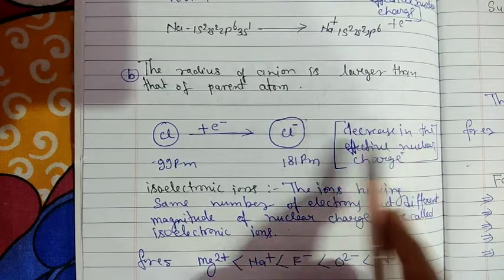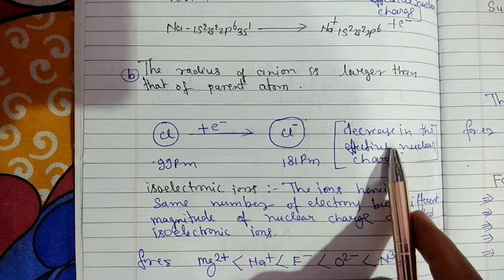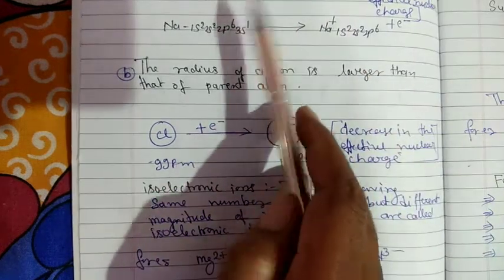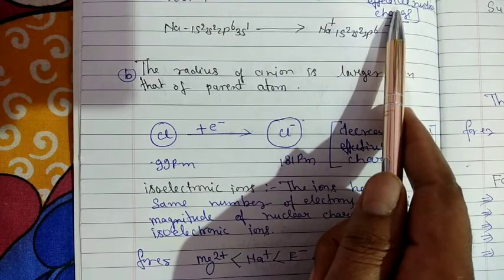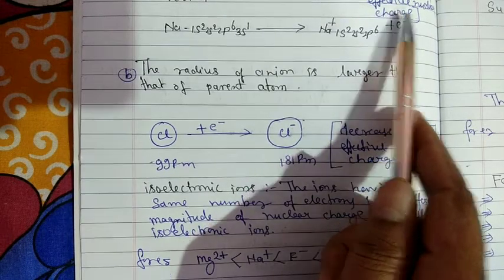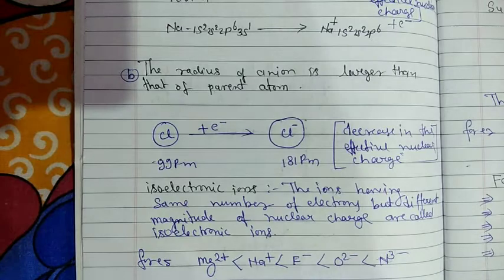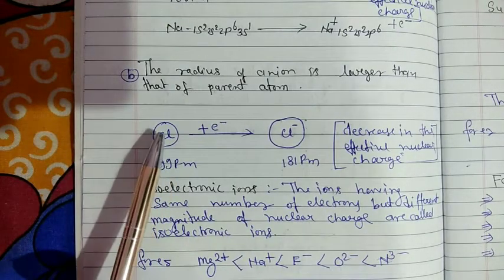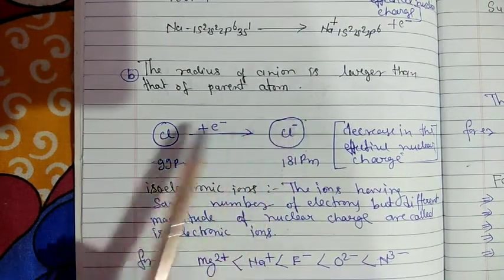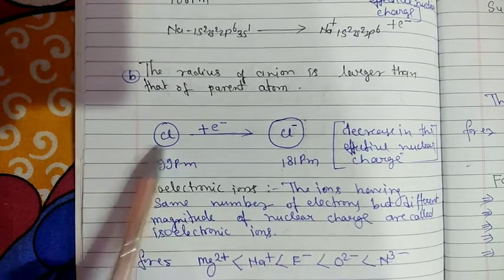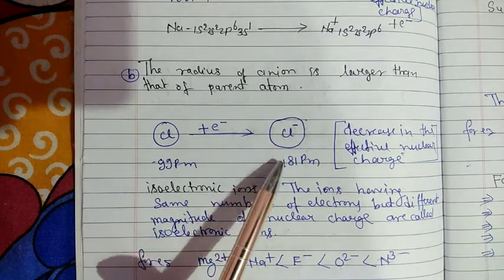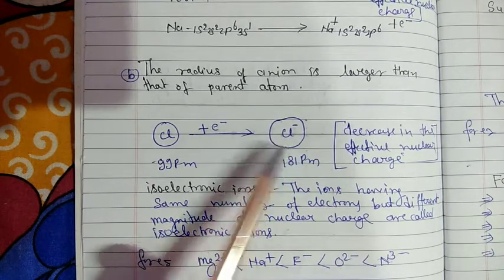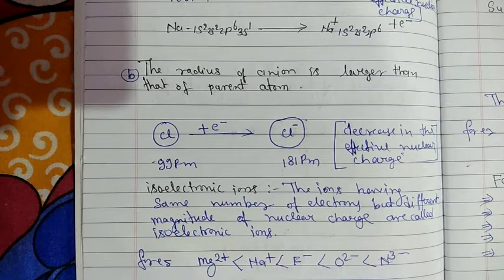When any atom gains an electron, its effective nuclear charge decreases. When any atom loses an electron, its effective nuclear charge increases. Simple, you learn. Okay. You see here, the size of an ion increases in comparison to the parent atom. You see, its size is 99 picometers and now its size is 181 picometers, students. Okay, this is the ionic radius.